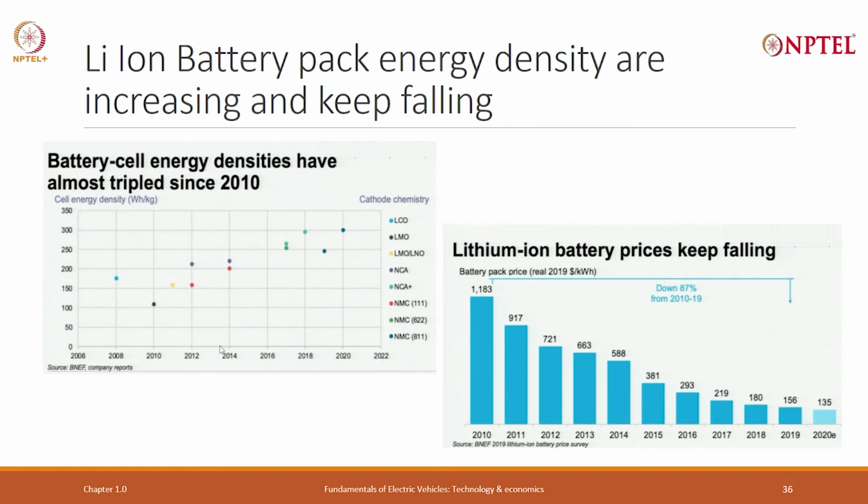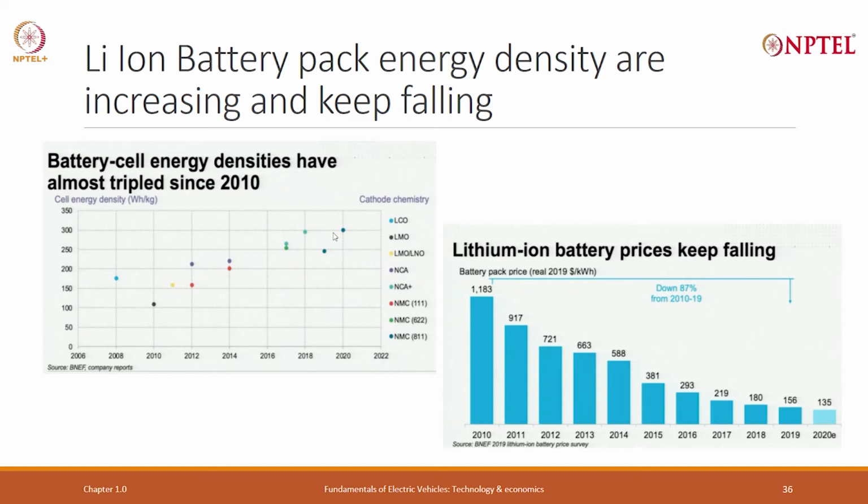Why? You see the energy density, this is in watt hour per kg. We were about 100 watt hour per kg in 2010, and we have gone to almost 300. In fact, we were less than 100. Different technologies have come up, NMC, NMC 811 has taken us all the way to 300 and even higher now, 320, 330. So, energy density has tripled in 10 years.